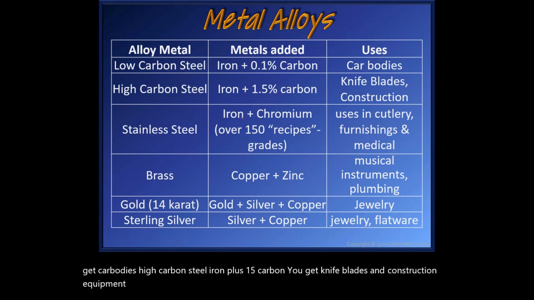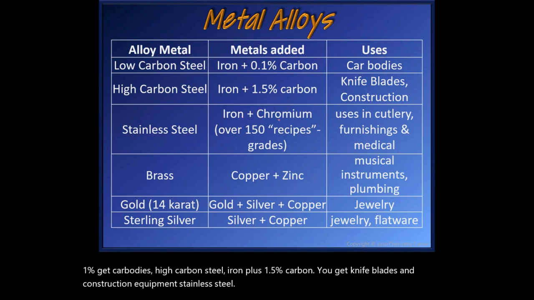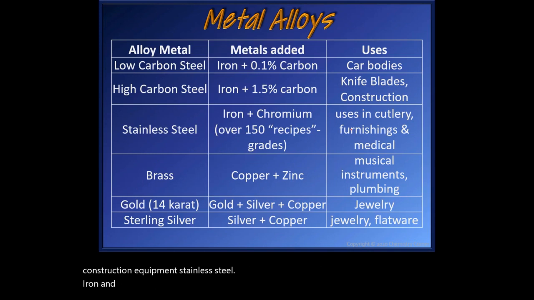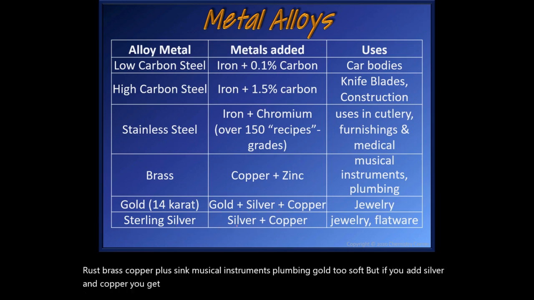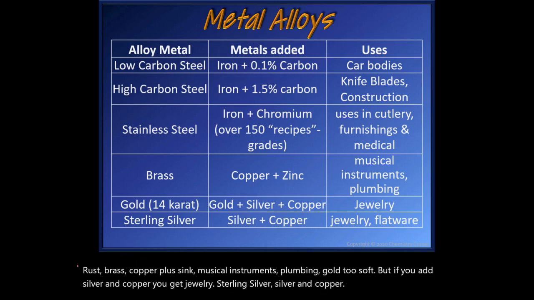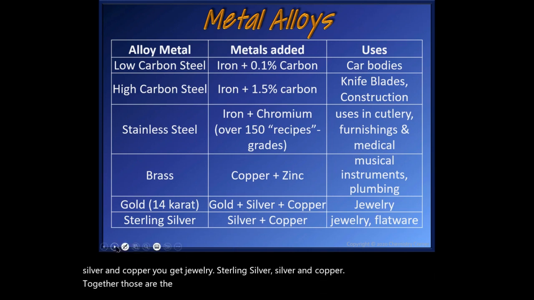Stainless steel, iron and chromium, used for cutlery, doesn't rust. Brass, copper plus zinc, musical instruments, plumbing. Gold, too soft, but if you add silver and copper, you get jewelry. Sterling silver, silver and copper together. Those are the alloys.